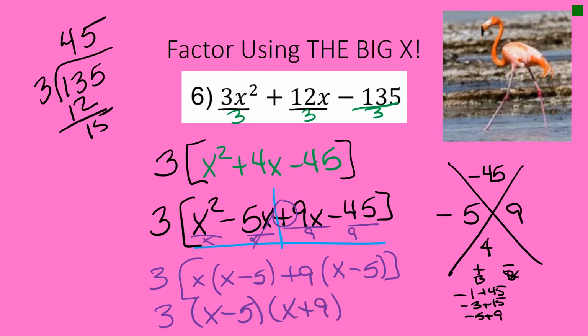What would have happened if you hadn't seen the GCF in the beginning? You would have had, what is 3 times -135? See, guys, I didn't even do it because, was it 405? 3 times 135. Yeah, you would have had -405 on the top of your big X. You would have had 12 on the bottom, and you would have had to work really, really hard to find those numbers, but you could have done it. Then you would have had to remember to take it out at the end.